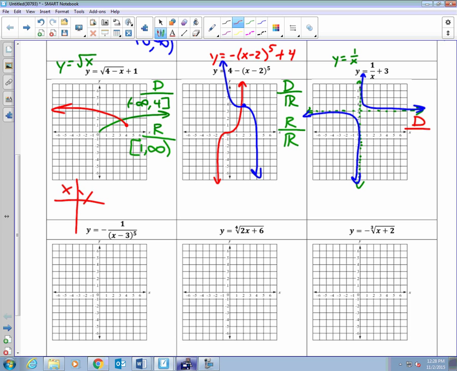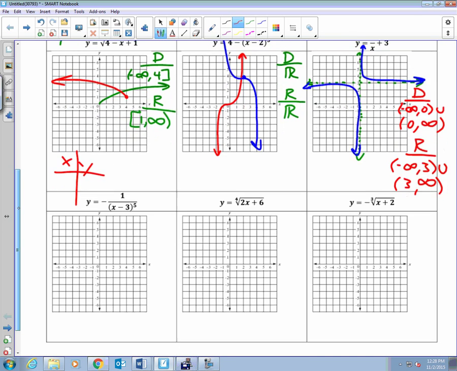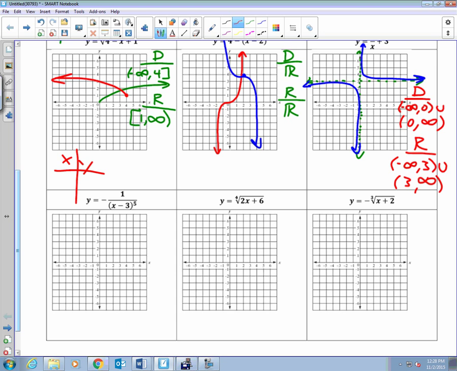Domain. What we got? Negative infinity to 0 union with 0 to infinity. How about my range? Negative infinity to 3 union with 3 to infinity. So again, we exclude the value 0 from the domain. Obviously, you can't plug in 0. And then from the range, 3 is excluded. You can never get 3 out for that function.